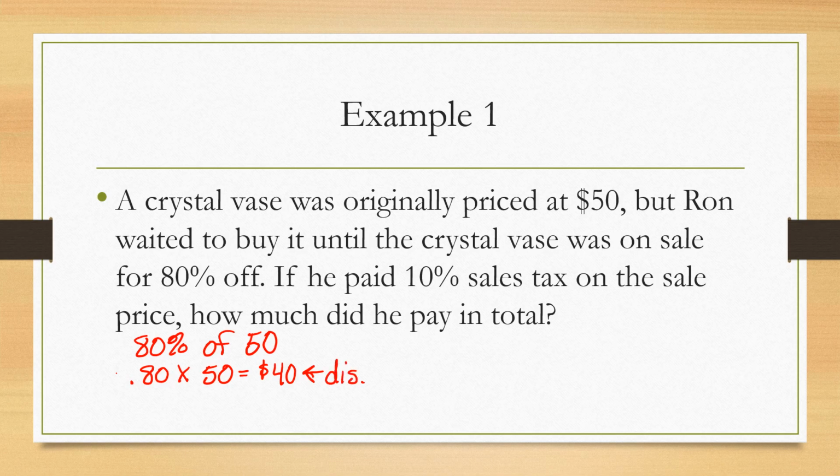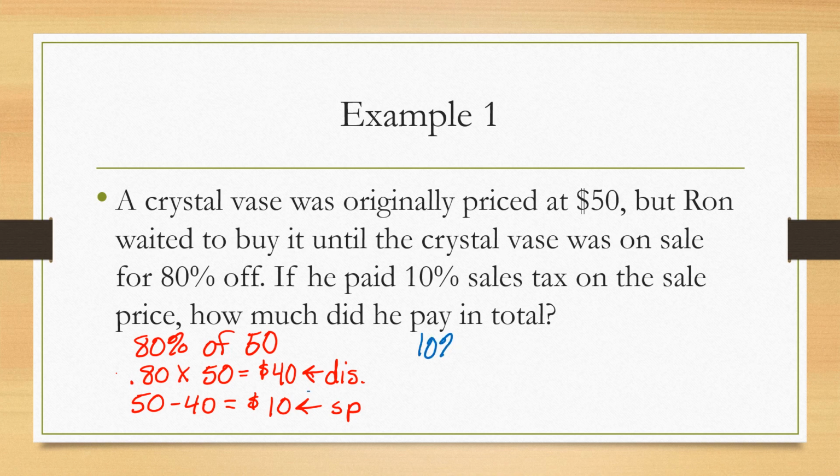So we've got to go back and take that discount off of our original price of 50. So 50 minus 40 equals 10. So $10, I'm going to put SP for sale price. Okay, now we can calculate our sales tax. So remember, you pay tax on the sale price, what you are paying for the item.